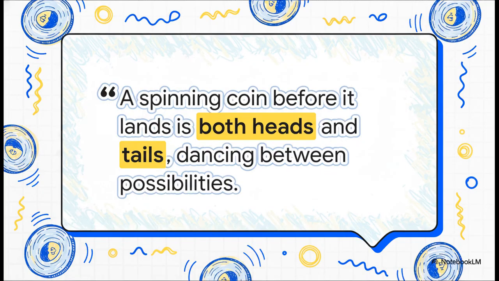This is the perfect way to visualize it. That spinning coin. It hasn't committed yet. It exists in the state of pure potential. A qubit does the same thing, just dancing between 0 and 1, exploring all these different paths at once.